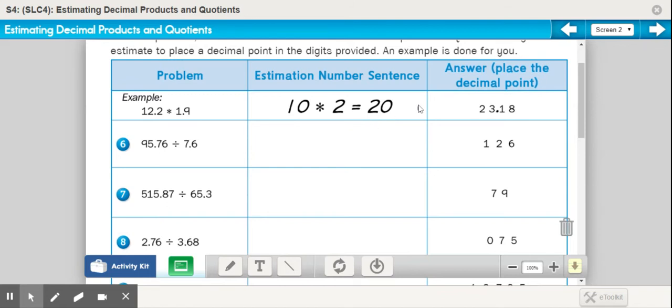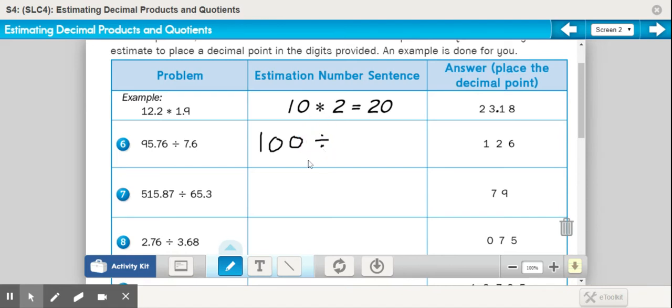Let's look at number 6. So if we look at number 6, we have 95 and 7600ths divided by 7 and 6/10. So 95 and 7600ths. 9 is our largest, 9/10, so 90. The 5 would make that go to 100. 100 is pretty close to 95 and 7600ths. But now I am dividing.